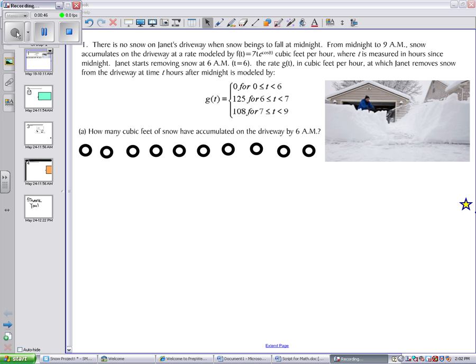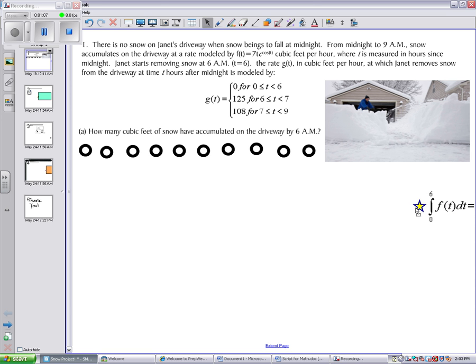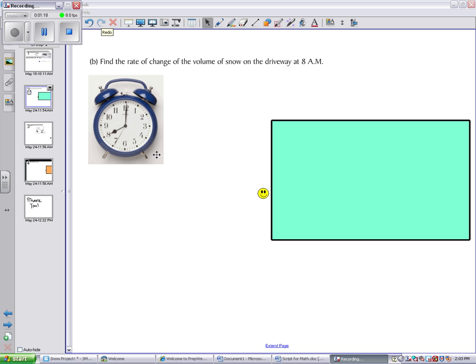by 6 a.m. Since we want to find the total volume of snow on the driveway between a certain time interval, we have to take the integral of the function f(t), which defines the rate at which snow is accumulating on the driveway. The integral of a rate function represents the total volume between the bounds. Thus, the integral from 0 to 6 of f(t), which is the integral from 0 to 6 of 7te^(cos t), is 142.275.